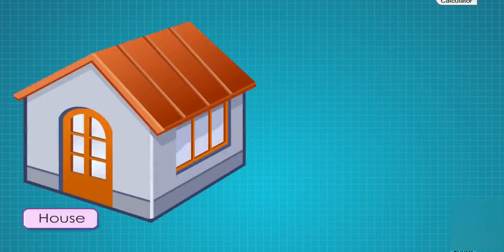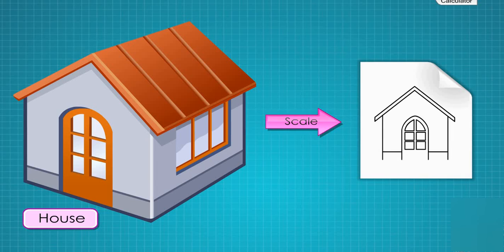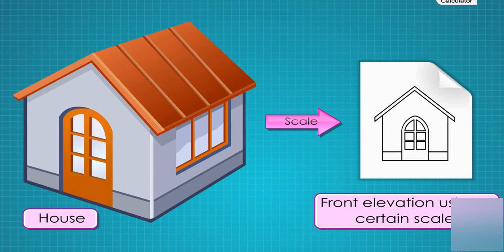Imagine that this is a real house. How do we draw the front elevation of the house on a piece of paper? If we draw the front elevation in full scale, it will be too large to fit on the piece of paper. So, we should use a suitable scale to make the drawing smaller. In this way, we can still draw the front elevation for this house.